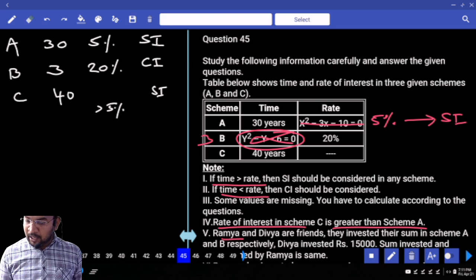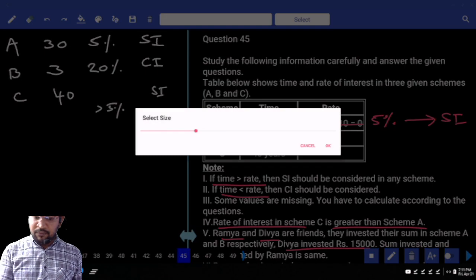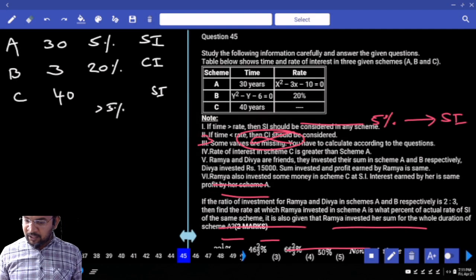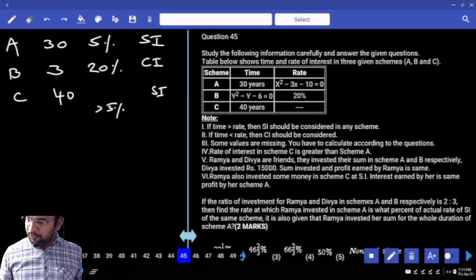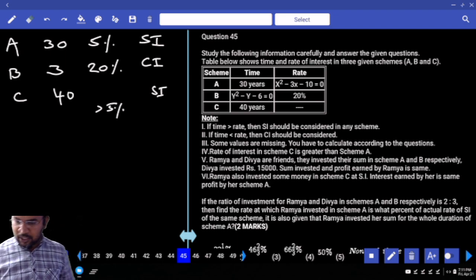Next, Ramya and Divya are friends. They invested their sum in scheme A and scheme B respectively. Divya invested how much? 15,000. Divya invested 15,000. Okay.